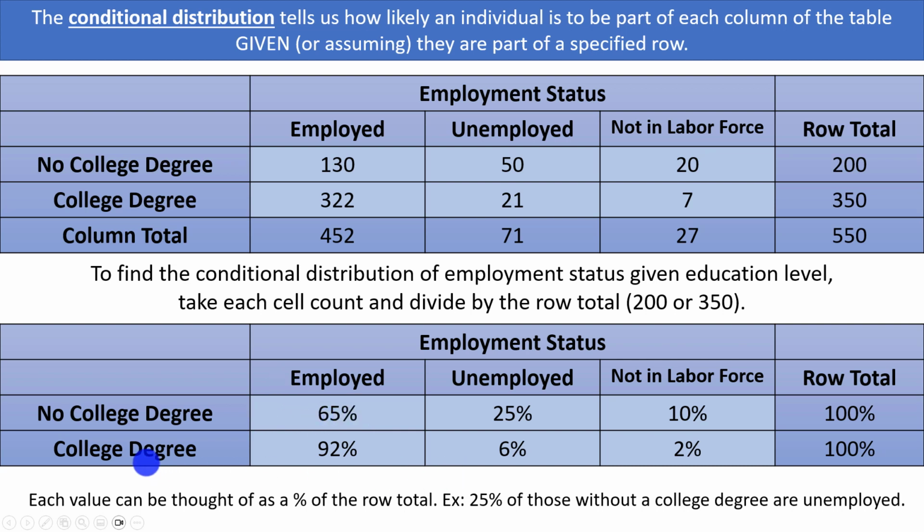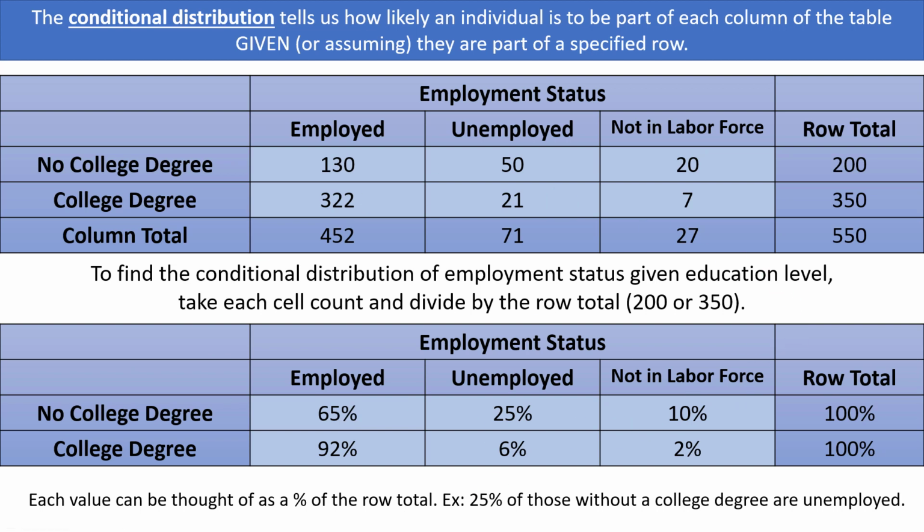Or of those who do have a college degree, 92% are employed. So these are given or conditioned upon, which is why we use the term conditional distribution. They're conditioned on each of these row values. Okay. You could also do a similar thing based on the columns, but since we're using the rows as our explanatory variable, it's a little bit more common to just think about it this way, only by dividing by the row totals. So that is the way that we're doing it here.